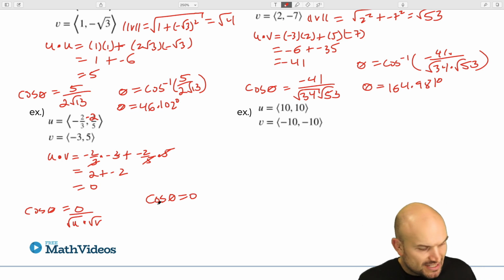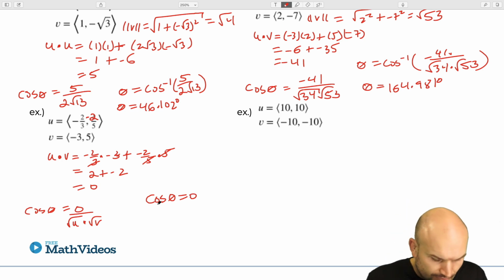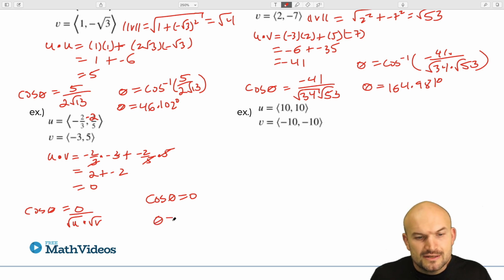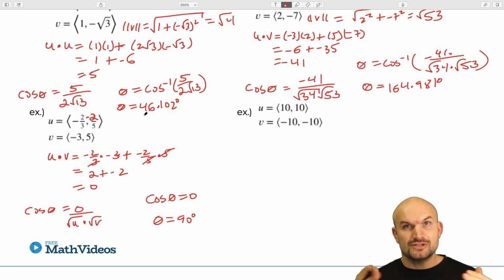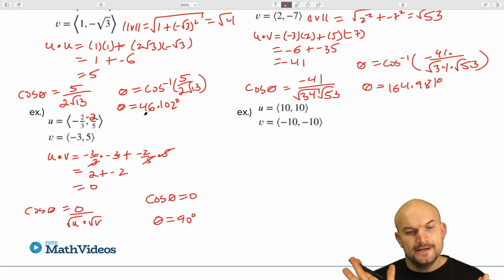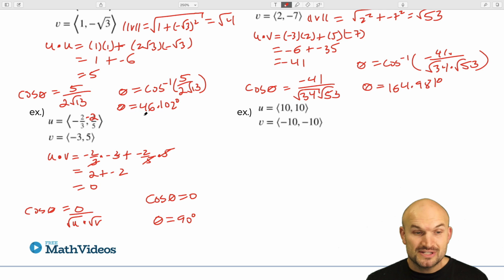Now, if you take the cosine inverse of 0, going by your restrictions, you get 90 degrees. So you can see how this plays into the angle between two vectors. When your dot product is equal to 0, the angle between the two vectors is going to be 90 degrees.